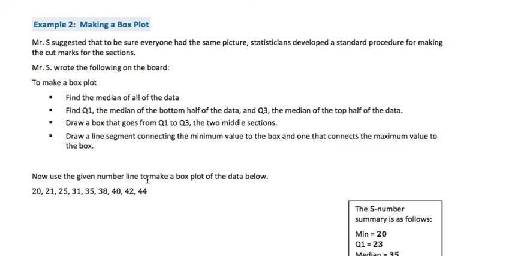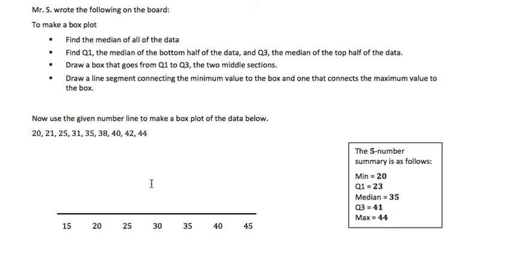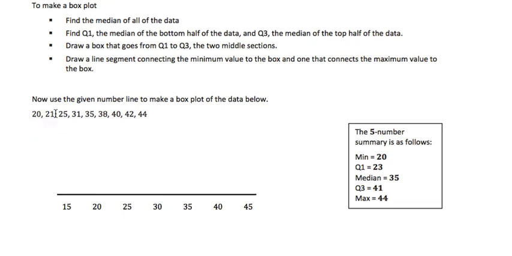So we're going to use the number line to make a box plot showing this data. The 5-number summary, and again, those 5 numbers come from our list. The minimum value is 20. Q1, and that's quartile 1, which you remember is the median of the first half of the data, is 23. The median of the data set is 35. Q3, which is the median of the second half of the data, is 41, and the maximum value is 44.